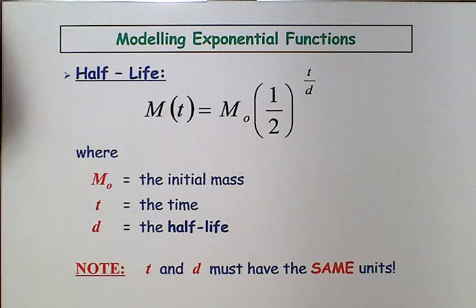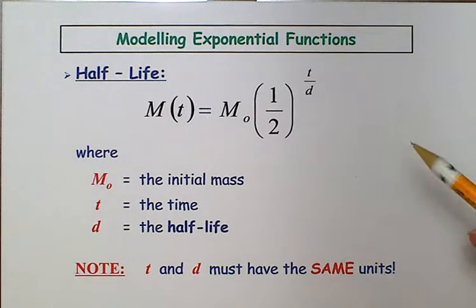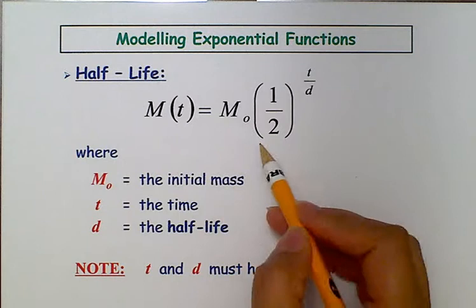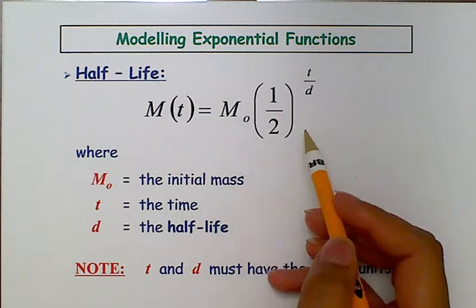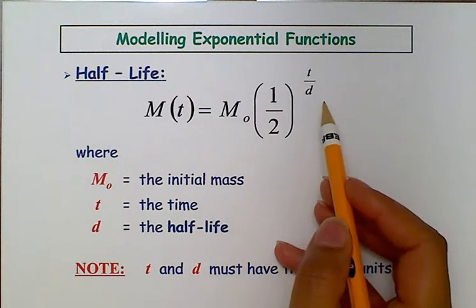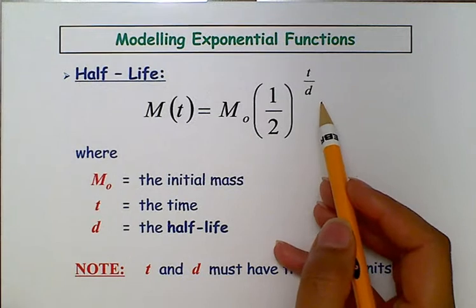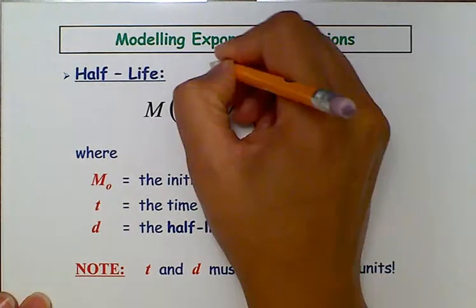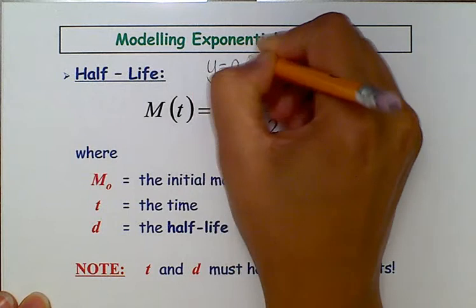Okay, so we can look at a general formula for half-life. We looked at mass over time, so m of t equals m naught times 1/2 to the exponent t over d. And again, please don't try to memorize this equation. Everything came from y equals a times b to the exponent x.